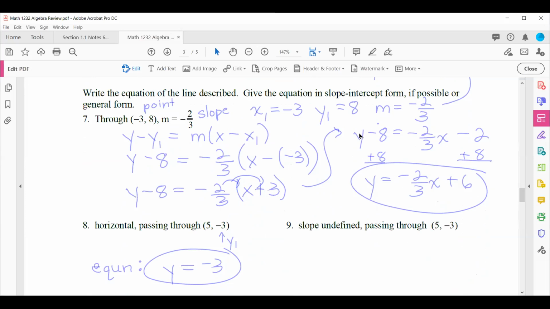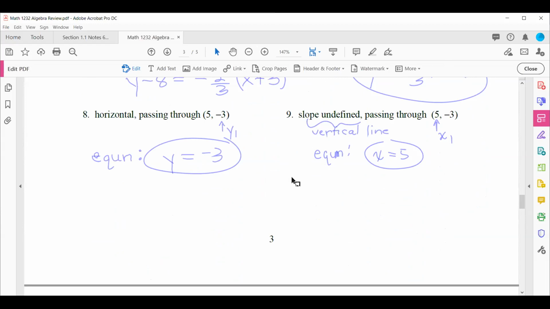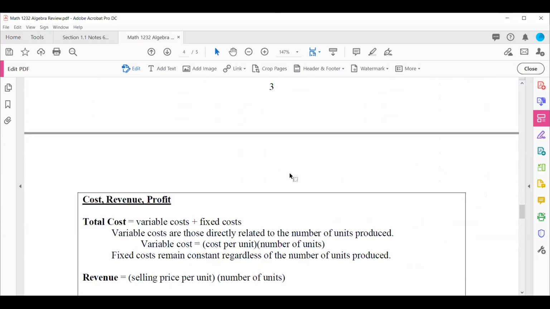So my x coordinate is 5. That's my x sub 1. I forgot to mention, because I'm told that the slope is undefined, I know that's a vertical line. So the equation of my line is x equals 5. Any questions on any of those? How's my time? Okay, I've got 15 minutes, so we're pretty good, I think.